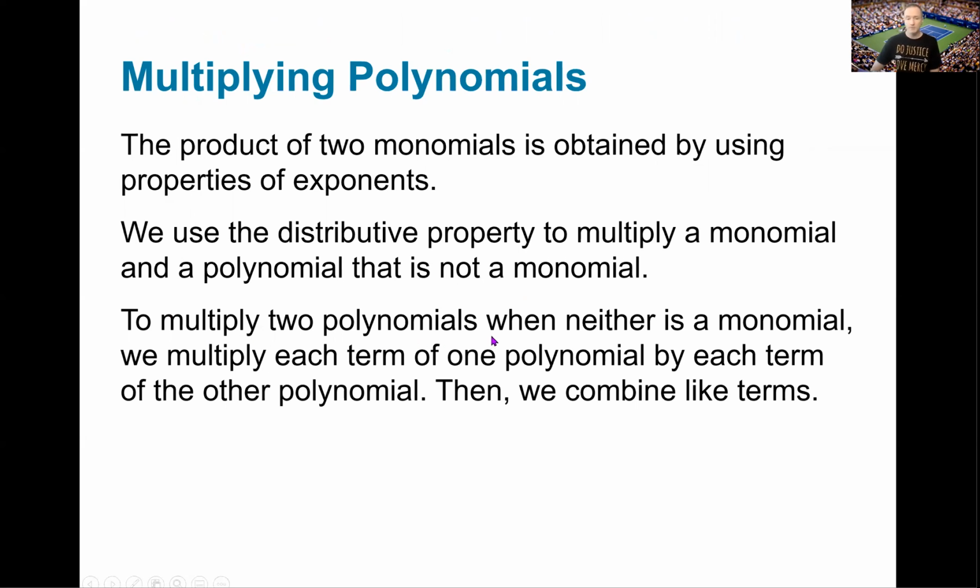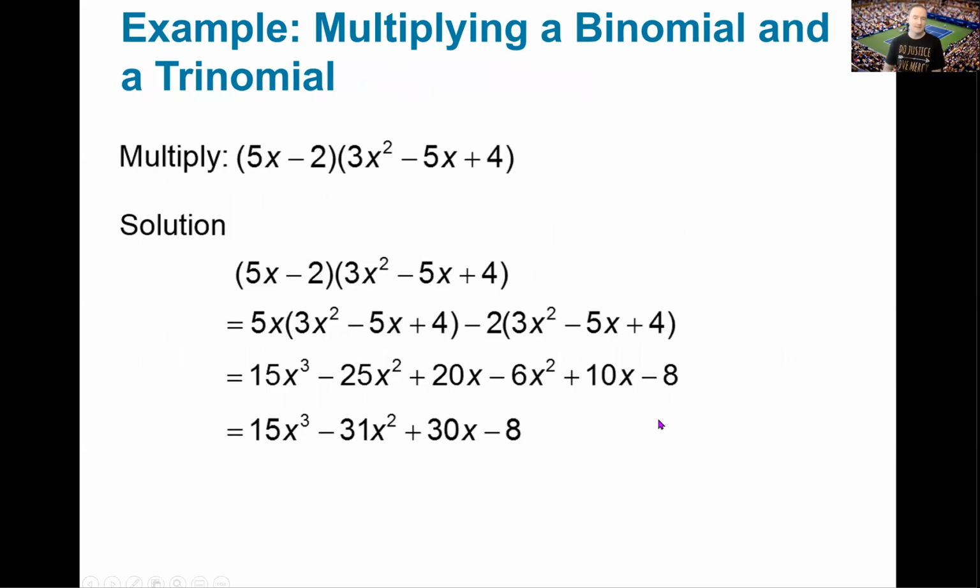To multiply two polynomials when neither is a monomial, we multiply each term of one polynomial by each term of the other polynomial. Then we combine like terms. So let's look at an example of this. In this problem, I have a binomial times a trinomial.